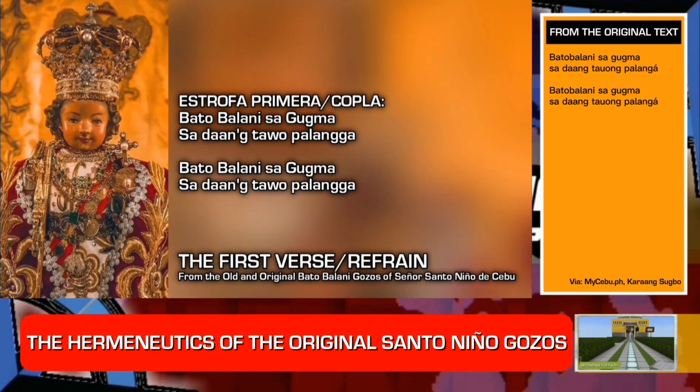Additionally, the copla or the refrain of the Santo Niño Gozos serves as the estrofa primera or the first verse, which expresses the declaration of the Holy Child's love that magnetizes the devotee's charm. As mentioned in our Trivia Express segment earlier, the Cebuano word Batobalani means magnet, while the Cebuano phrase Sada ang tao refers to the ancient Cebuano people, and the other Cebuano word palangga means beloved.